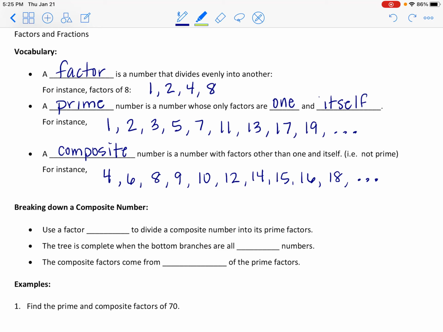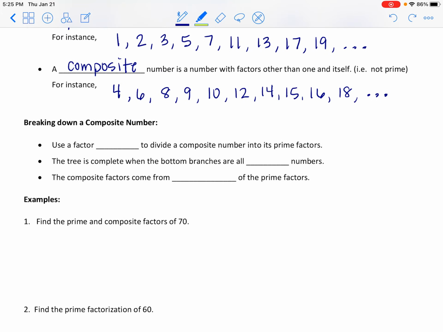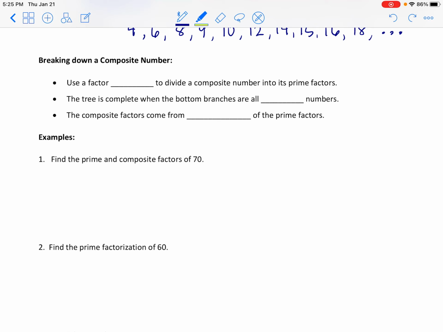All right, so one of the first skills we need, other than being able to identify these numbers and know the vocab, is to be able to break down a composite number. Again, something that we will use moving forward. We would use a factor tree. Some of you have probably used a factor tree before to divide a composite number into its prime factors. Your factor tree is complete when the bottom branches of the tree are all prime numbers, which would make sense. This is a factor tree to make the prime factors.